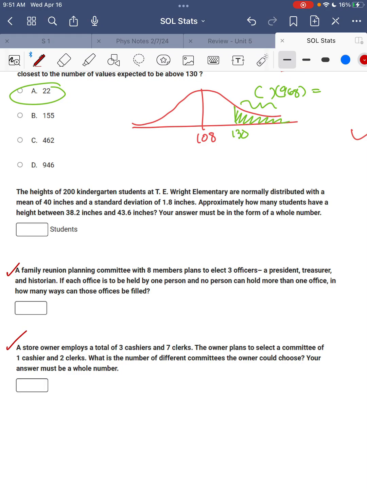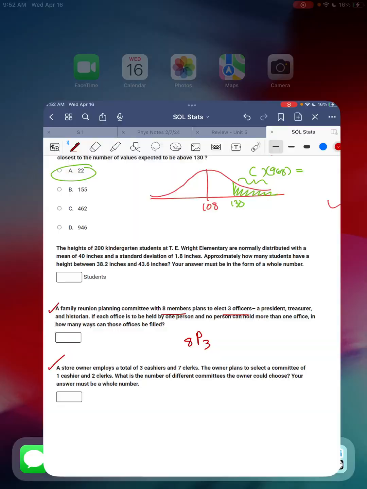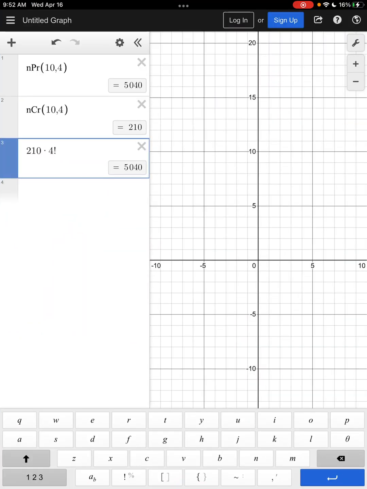All right, so let's see, family reunion. I got 8 members. I'm selecting officers, meaning president, treasurer, historian. Those are 3 different jobs, so one person can't do 2 of them. So I have 8P3. I'm going to do 8P3.